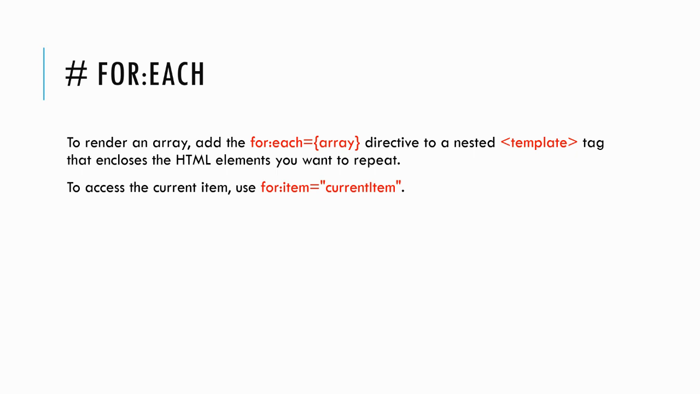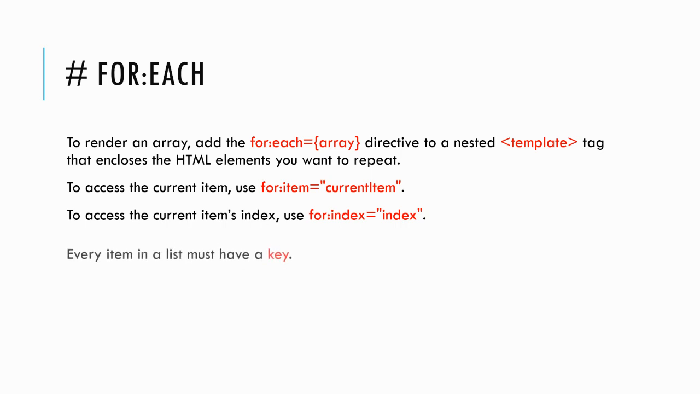Then to access each item, we have to use for:item equal to currentItem. Or if we want to access the index, then we have to use for:index equal to index. So these are the two things which need to be associated with for:each arrays. Based on the scenario or use case, you can use either for:item or for:index.